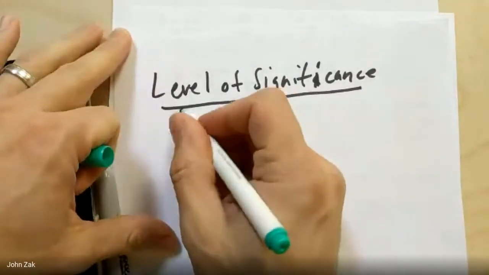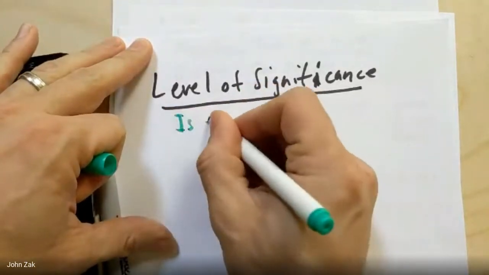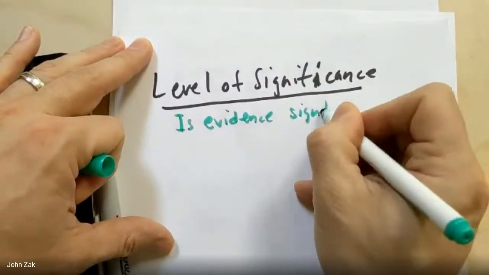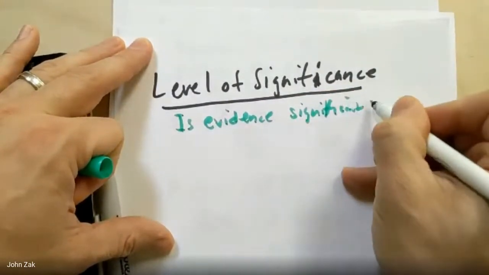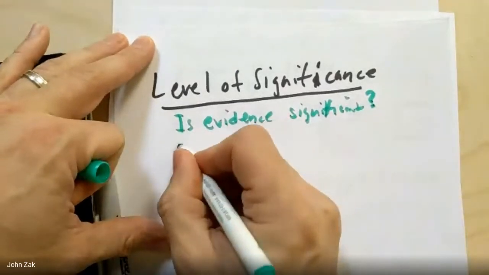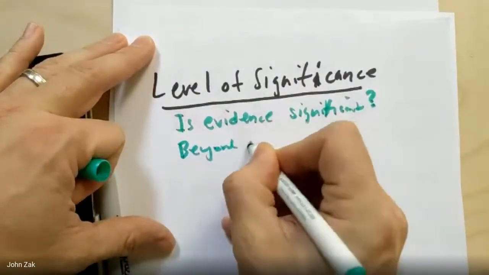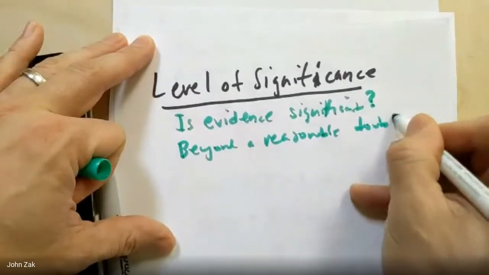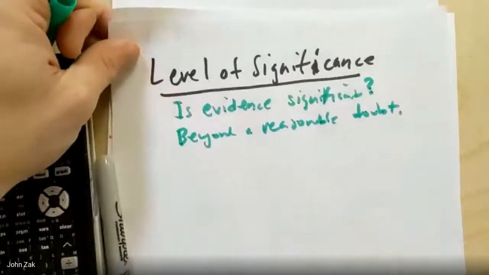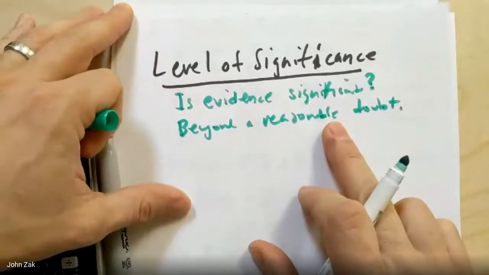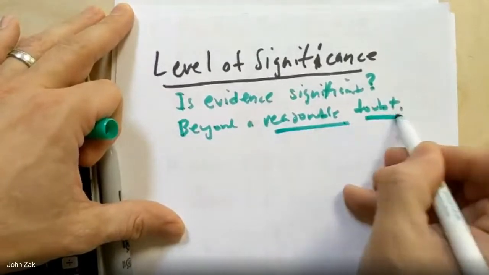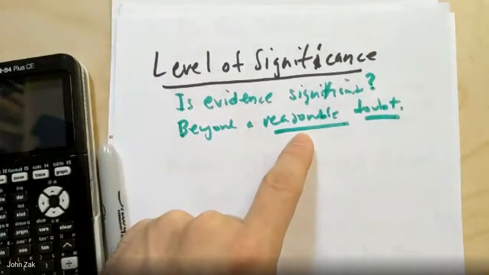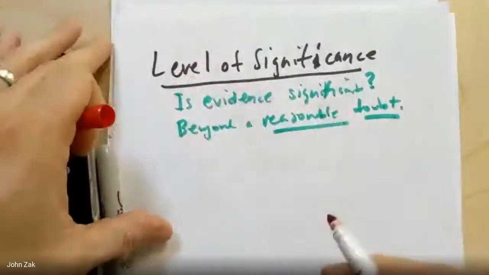Aha. I'm trying to decide is evidence significant, right? Just like in a criminal trial, I want to prove something beyond a reasonable doubt. You might be like, well, how strong does evidence have to be considered beyond a reasonable doubt, right? To make it really, really significant evidence. Well, that's really what we're trying to do with a level of significance, right?